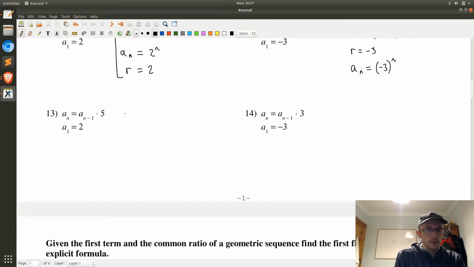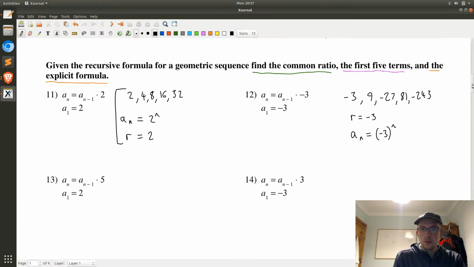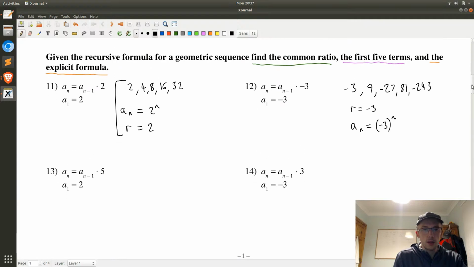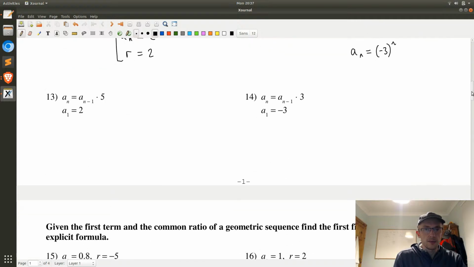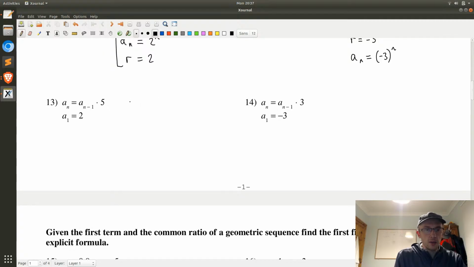Here, wait just a second. Oh, that actually is fine. Okay, so we begin with 2, and then we keep on multiplying it by 5. So it's going to go 2, 10, 50, 250, 1,250, just there like that. The common ratio is 5.